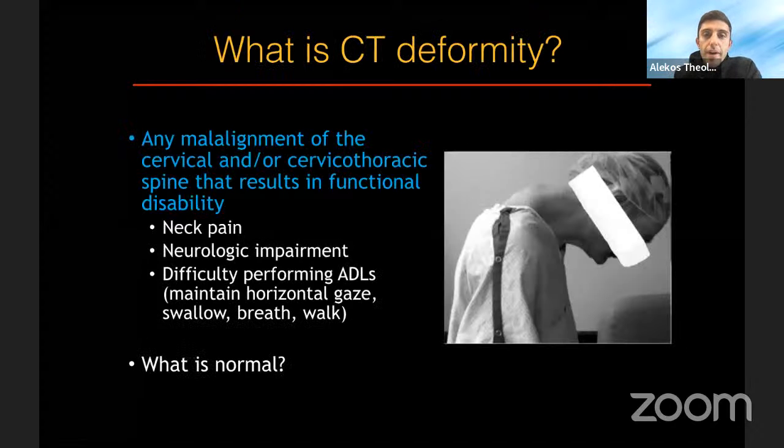So what is cervicothoracic deformity? At its core, it's really any malalignment of the cervical and or cervicothoracic spine that results in a functional disability as a result of neck pain, neurologic impairment, and or difficulty performing activities of daily living. And in order to understand what the abnormal is, we really have to define the normal.